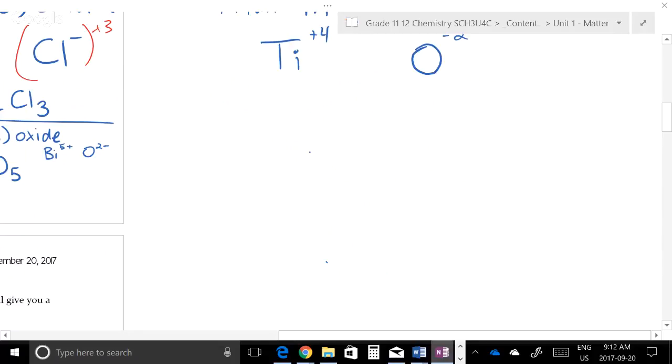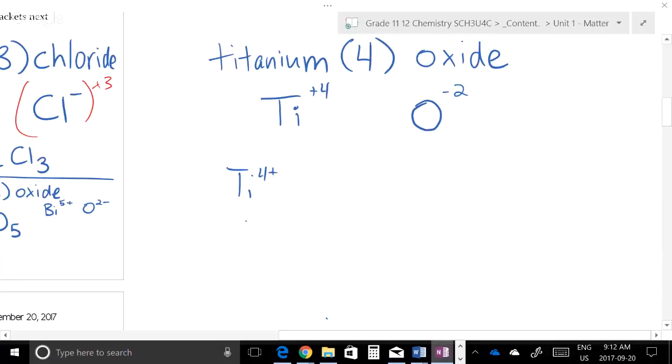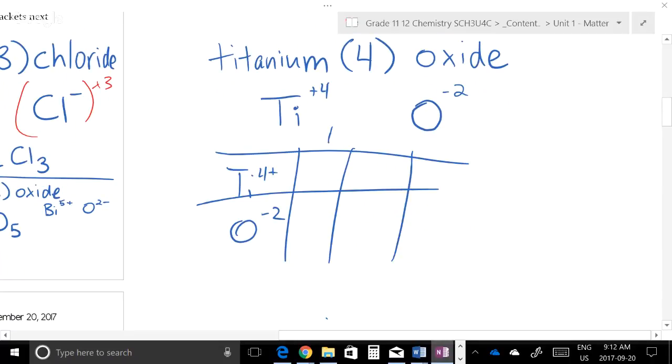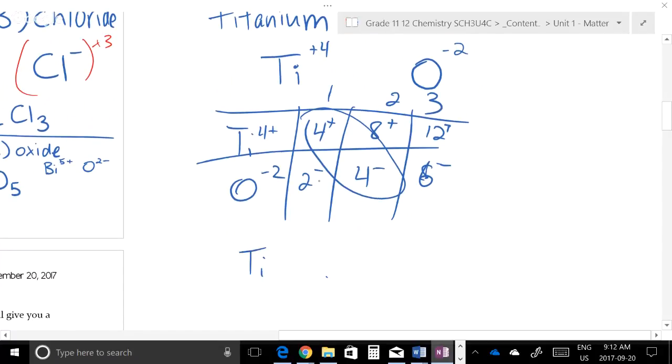You may think of it like this. You may go, okay, titanium 4 plus, and oxygen 2 minus, and I think, what if I had 1 of them, 2 of them, 3 of them, 4 plus, 8 plus, 12 plus, and 2 minus, 4 minus, 6 minus. Oh, those 2 line up, right? And that means I need to have 1 of the titanium and 2 of the oxygen. Those are all perfectly legitimate methods. Whichever of those makes sense for you, that's what you should do.